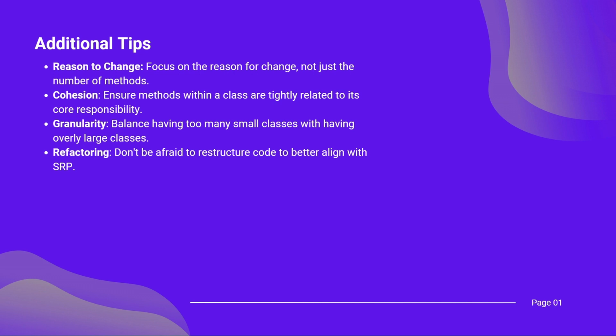These are some additional useful tips. Reason to change. Always focus on the reason for a change, not just the number of methods. Try to make everything cohesive, where you should ensure that methods within a certain class are tightly related to its core responsibility. Also try to be granular, where you should balance having too many small classes with having overly large classes. And also do refactoring. Don't be afraid to restructure code to better align with single responsibility principle.